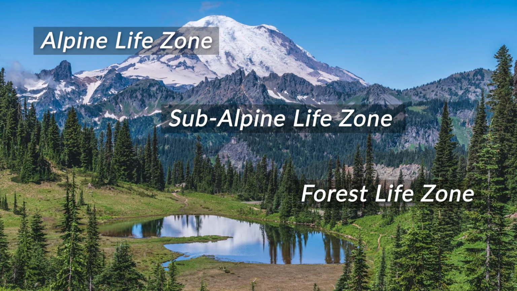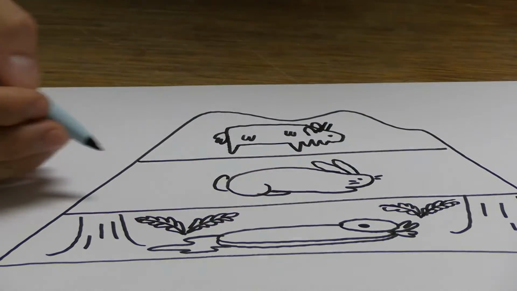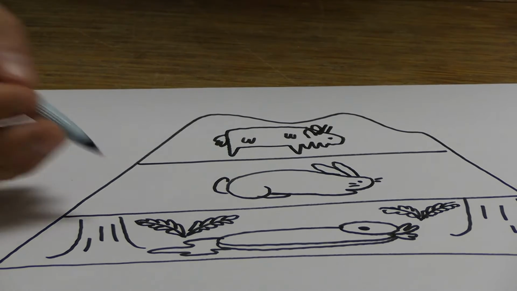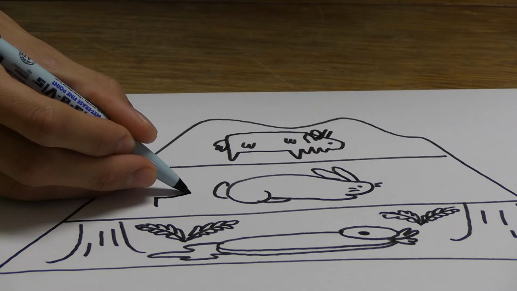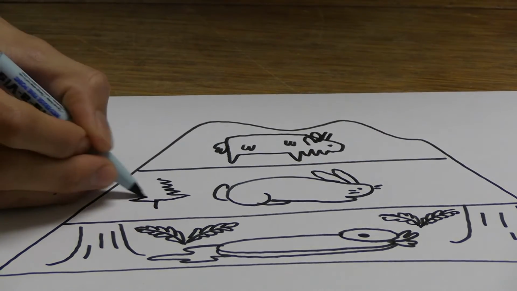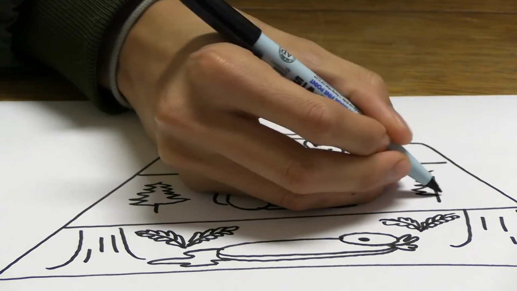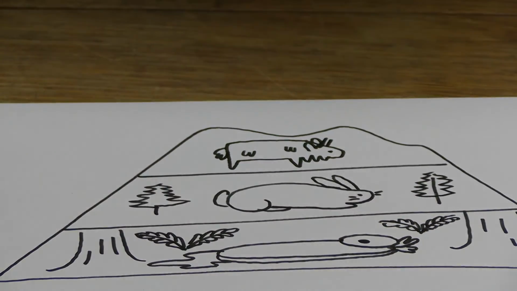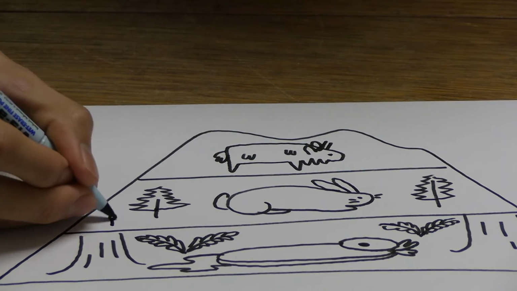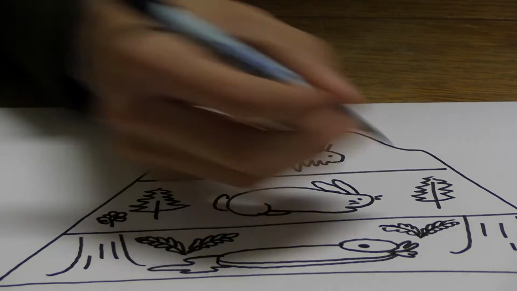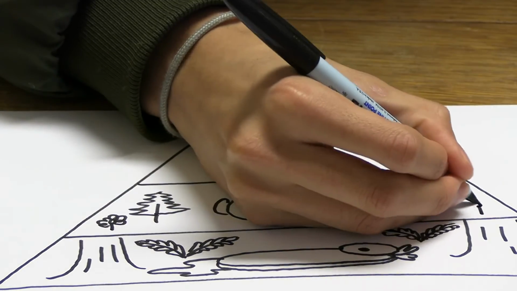Animals that live in the subalpine life zone need to be able to adapt to harsh winters. Animals like the snowshoe hare can be found in the subalpine life zone. Other things that can be found in the subalpine life zone are smaller trees. So you can add some small trees, like so. And during the summertime, you might also be lucky enough to see some wildflowers. These wildflowers can look very different, so take some creative freedom to make up your own wildflowers.